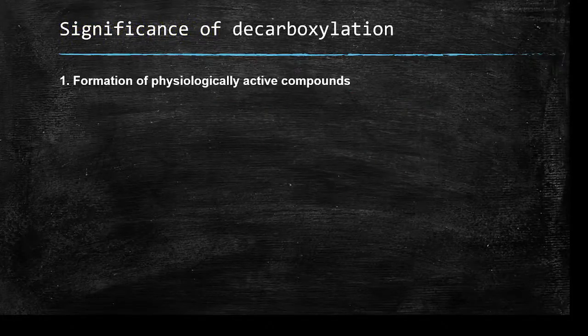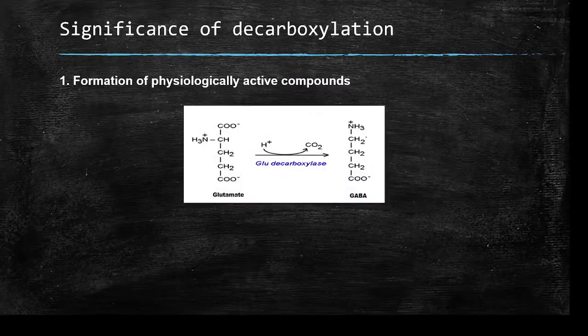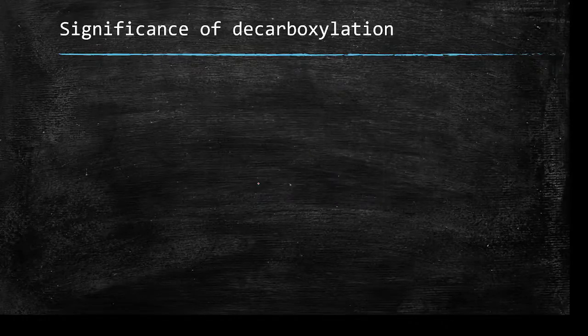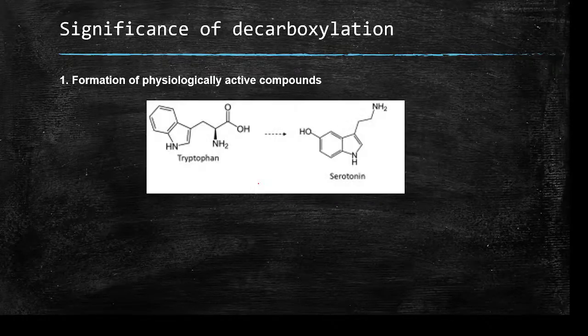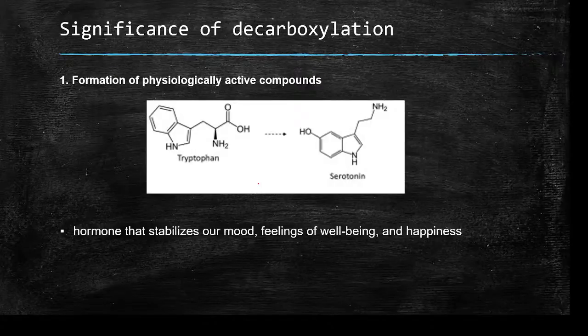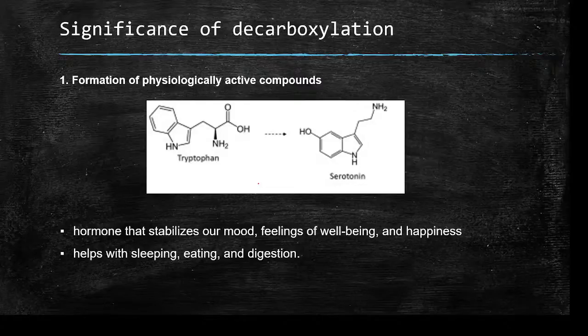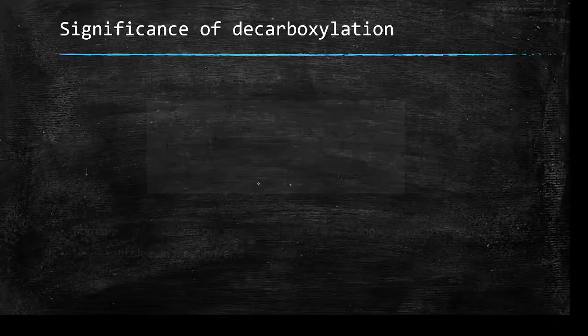So what is the significance of decarboxylation? Decarboxylation helps in formation of physiologically active compounds. For example, GABA. GABA is synthesized from glutamate. So glutamate decarboxylase is the enzyme that is required. GABA is a neurotransmitter. Then tryptophan is converted to serotonin, so this serotonin stabilizes our mood, feelings of well-being, and helps us keep happy. So it helps in sleeping, eating, and digestion. So that is why serotonin is a very important biological molecule.